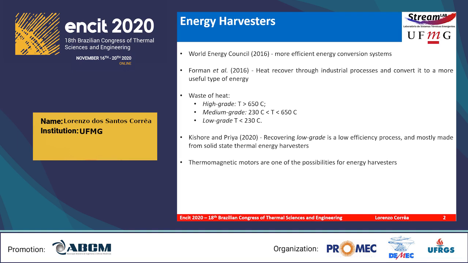The waste of heat can be divided according to its temperature. High grade corresponds to temperatures higher than 650 degrees. Medium grade ranges from 230 to 650 degrees, and low grade is for temperatures lower than 230 degrees. However, recovering low grade heat waste is a low efficiency process and mostly made from solid state thermal energy harvesters. Among those, thermomagnetic motors and generators can be applied as thermal energy harvesters.